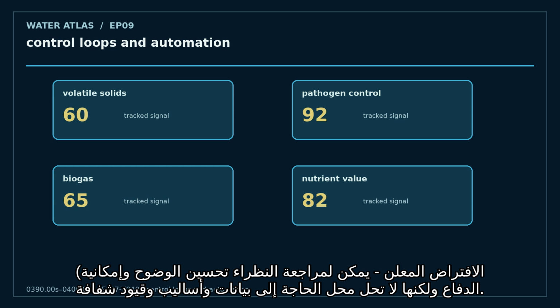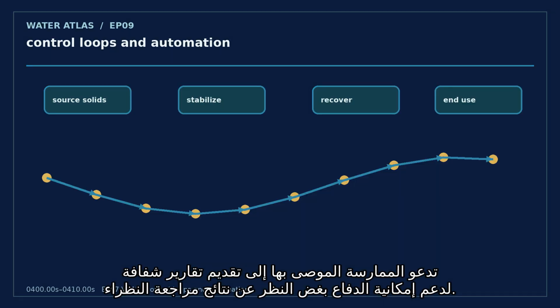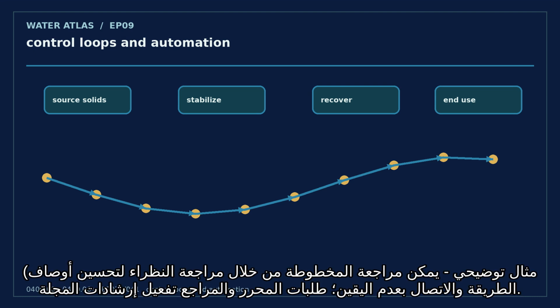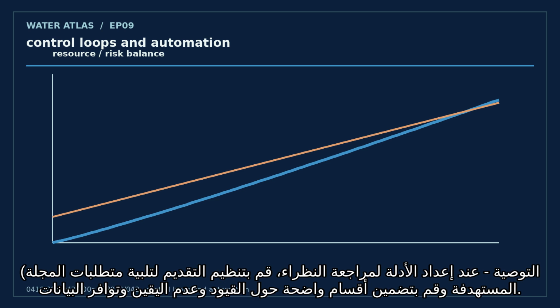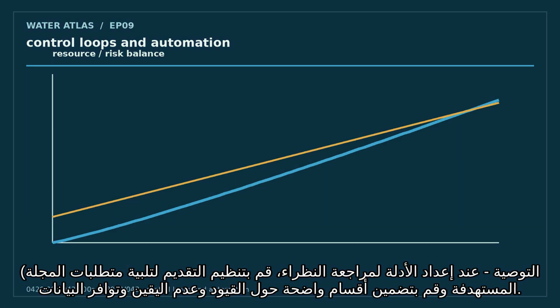Stated assumption. Peer review can improve clarity and defensibility, but does not replace the need for transparent data, methods, and limitations. Transparent reporting supports defensibility regardless of peer review outcome. Illustrative example. A manuscript may be revised through peer review to improve method descriptions and uncertainty communication. Editor and reviewer requests operationalize the journal's guidance.